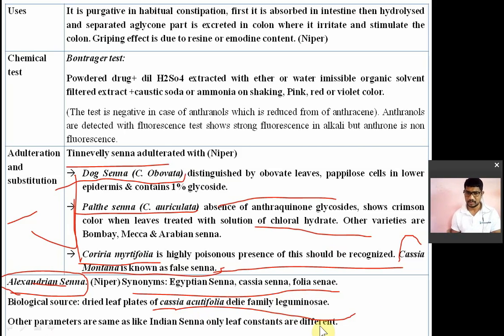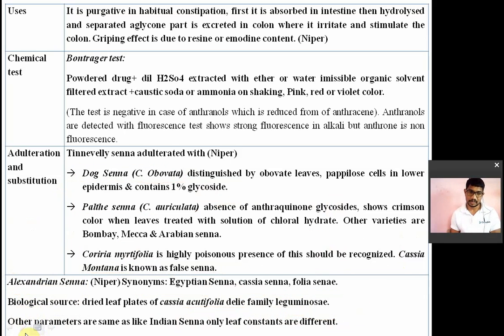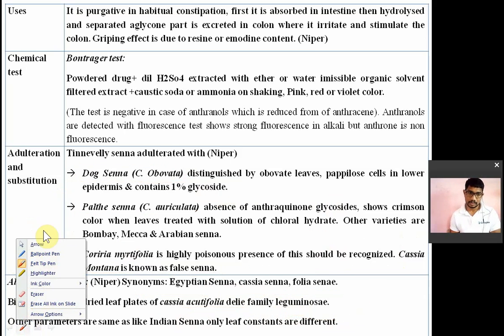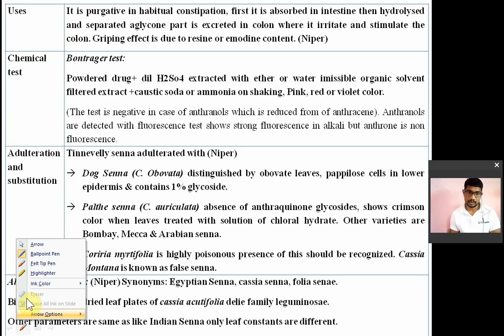That means the palisade ratio of the two is different, and the stomatal index of the two is different. The rest, remember the chemical constituents, uses and adulterants especially. These are important for your GPAT as well as other exams. We'll see the next drug.